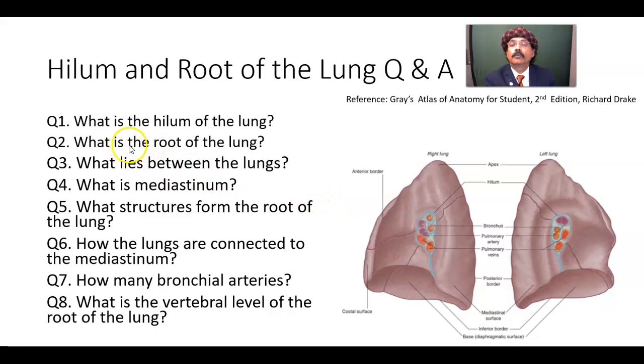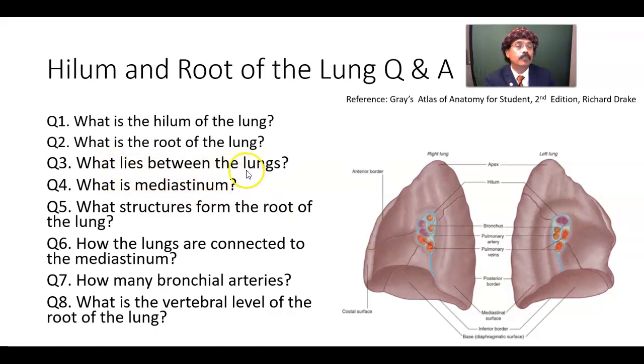Okay. So what is the root of the lung? The root of the lung is made of structures. They form a pedicle, a bundle of structures like the bronchus, the pulmonary artery, the pulmonary veins. We'll also get the bronchial artery, the bronchopulmonary or hilar lymph nodes, and the sympathetic, parasympathetic, and visceral efferent nerve fibers. So they all form the root of the lung.